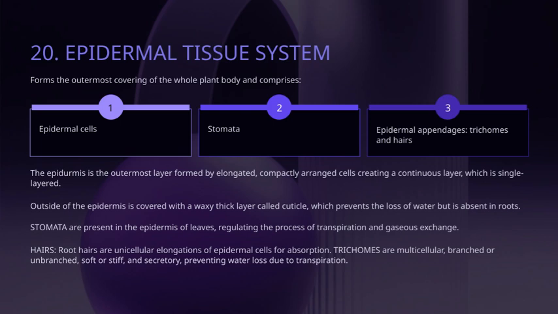The outermost layer of the epidermis is called the epidermis itself, made up of elongated, tightly packed cells that form a continuous single layer. This layer acts as a protective covering for the entire plant body. In summary, the epidermis, along with its appendages like hairs, trichomes, and structures like stomata, plays a vital role in protecting the plant and regulating its interactions with the environment.